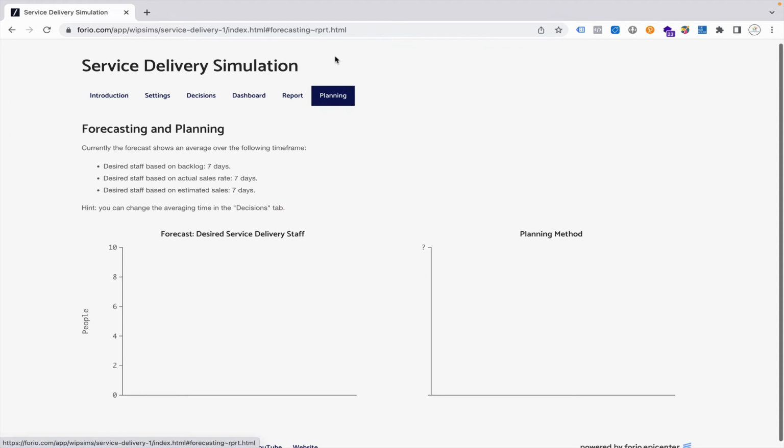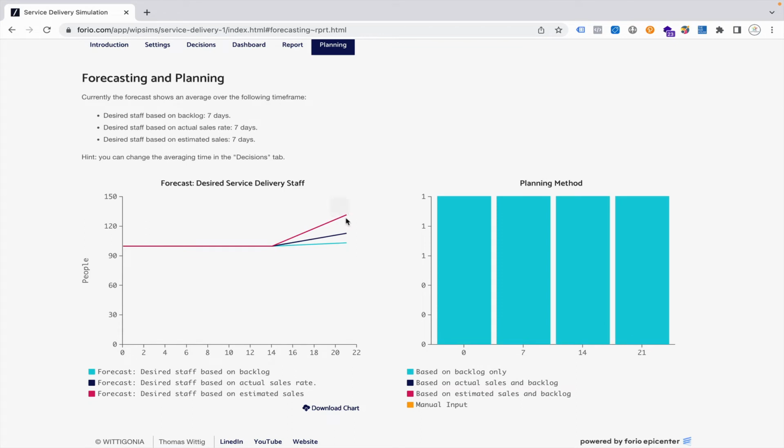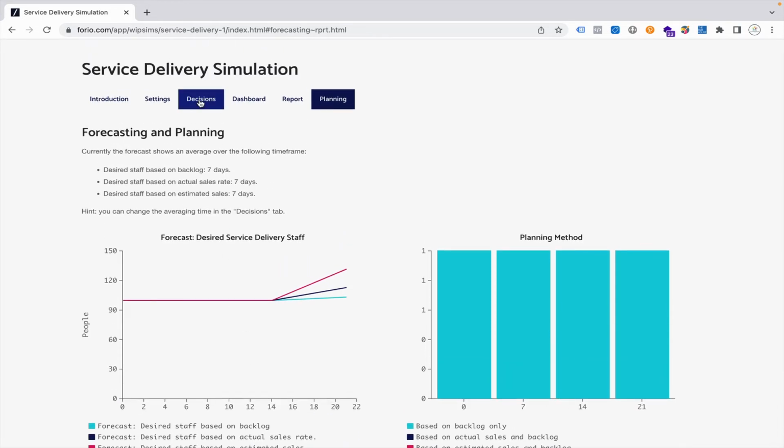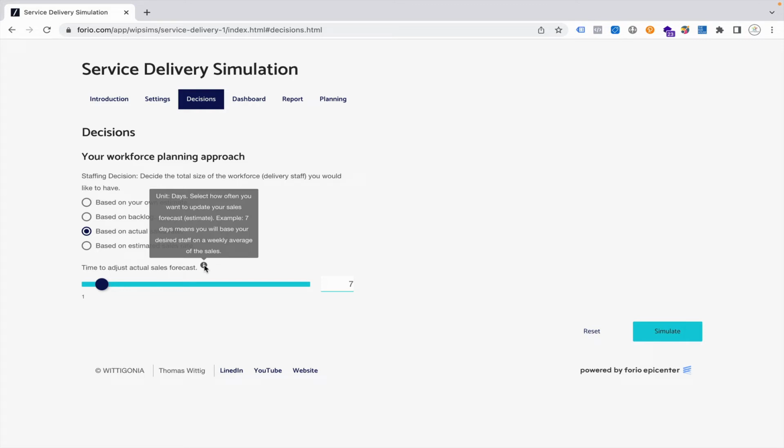Now, if we want to determine how many people we hire, we have here different forecasts. And here you see how the forecasts are now changing. So there are 3 different ways: based on backlog, on the actual sales rate, and based on the estimated sales rate. If you want to explore these a little bit further, I would encourage you to go here again to the decision tab. And for example, if I want to change my planning method, I could say, well, I want to switch to a forecast which is based on the actual sales rate and our backlog, of course. And here you see some further information.